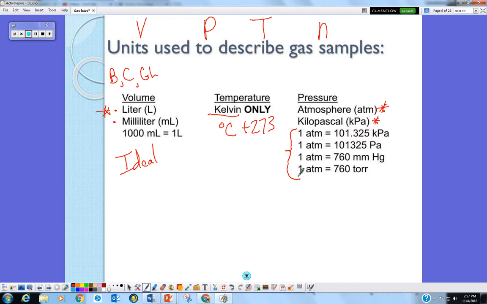And then the other units that you may see in some of the problems will either be written in torr or millimeters Hg. Essentially, these two measurements are the same thing, and these are the pressures that we get from a barometer, like the one in my classroom, where we'll see it in millimeters of mercury. And the conversion for that is 1 atmosphere is equal to 760 millimeters of mercury.